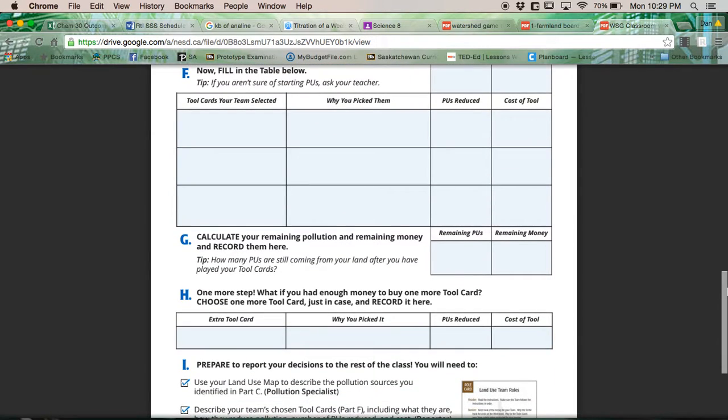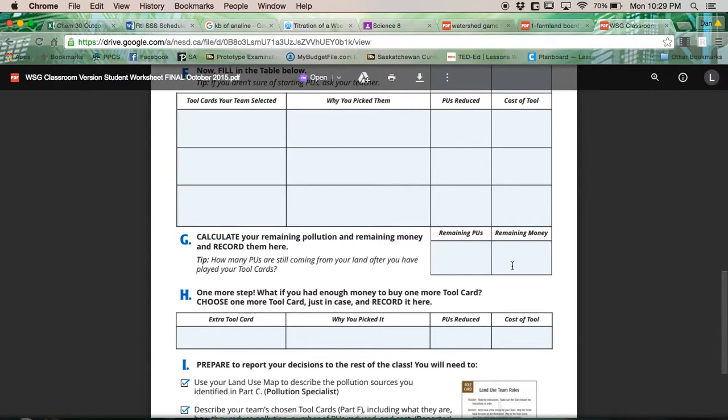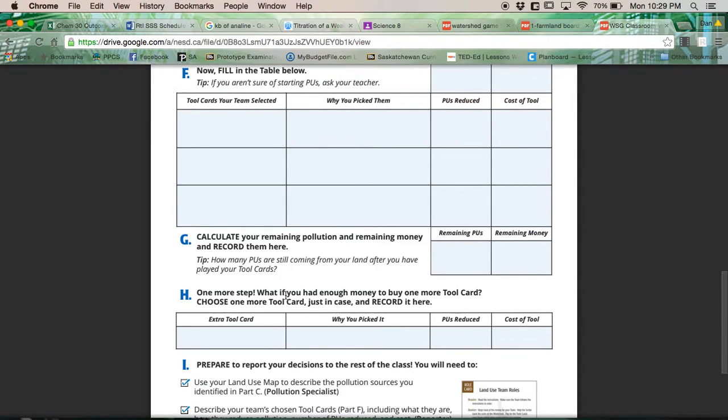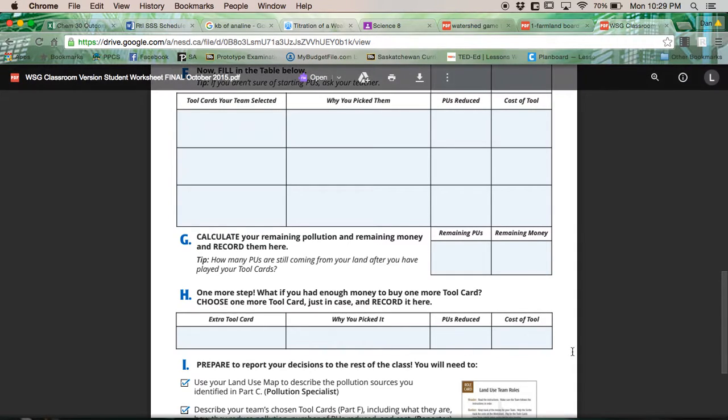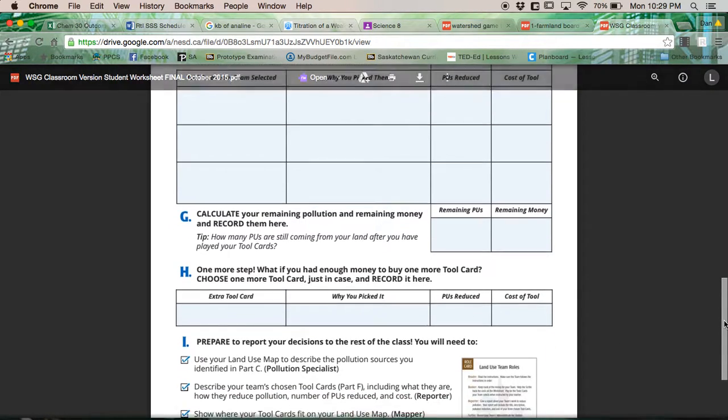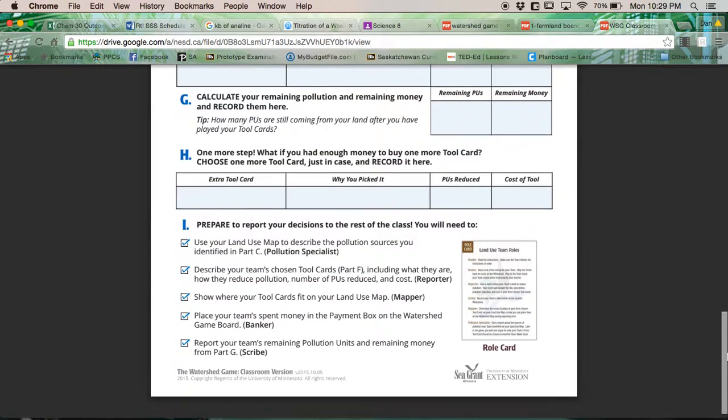So after you calculate your remaining PUs and your remaining money, remember you need $10,000 left, then it gives you a wish list almost. So if you could choose another card, which one would you choose? Which one would you choose if you could spend all your money?